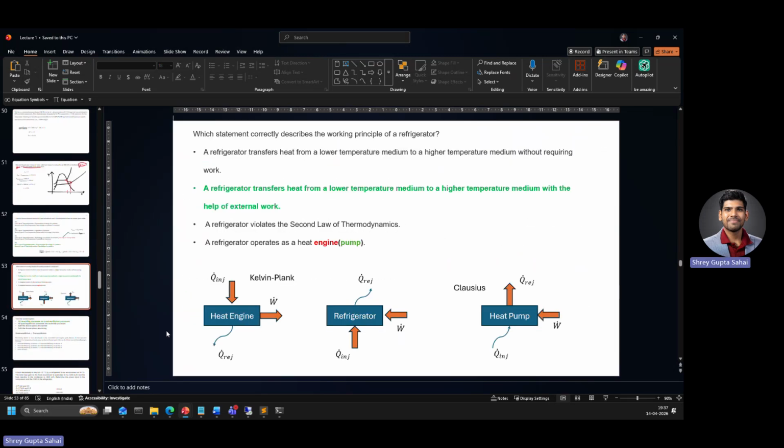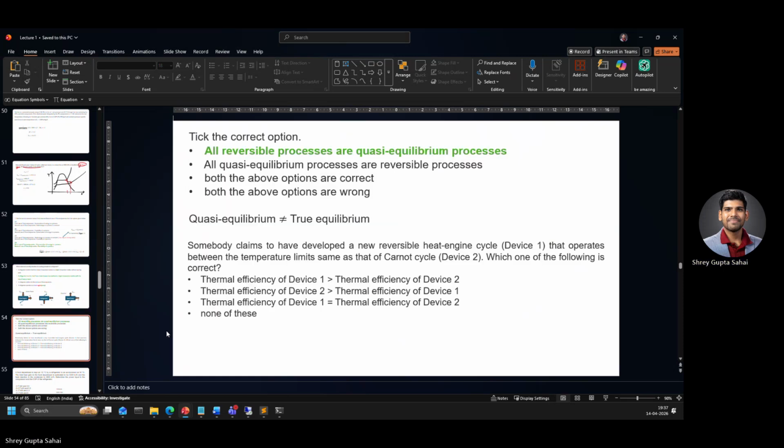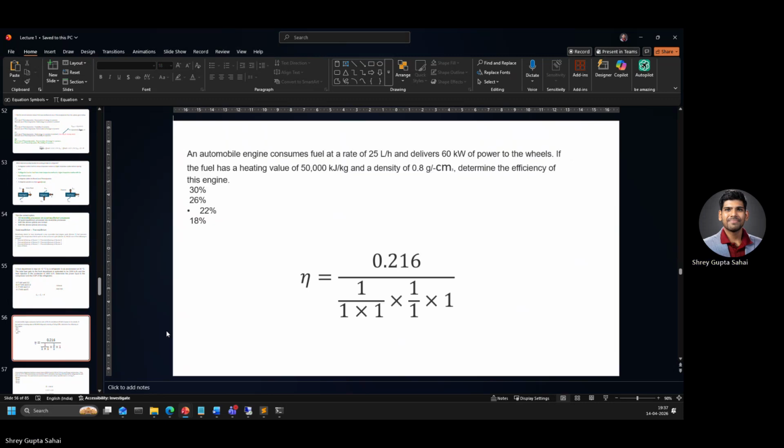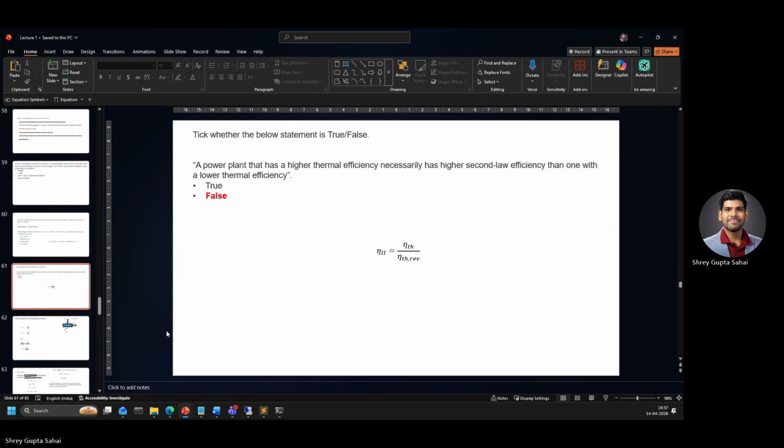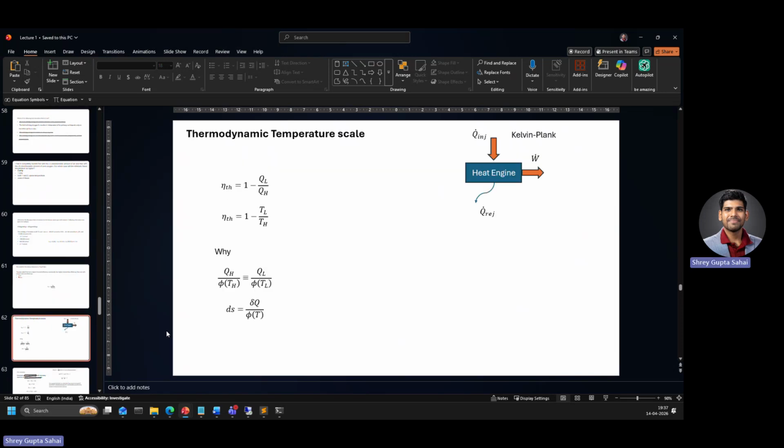Then we discussed the second law of thermodynamics and heat engines, questions around that, efficiency questions. Then I also discussed the thermodynamic temperature scale and how the Kelvin scale kind of is a definition. Just mind that, these are by definition.